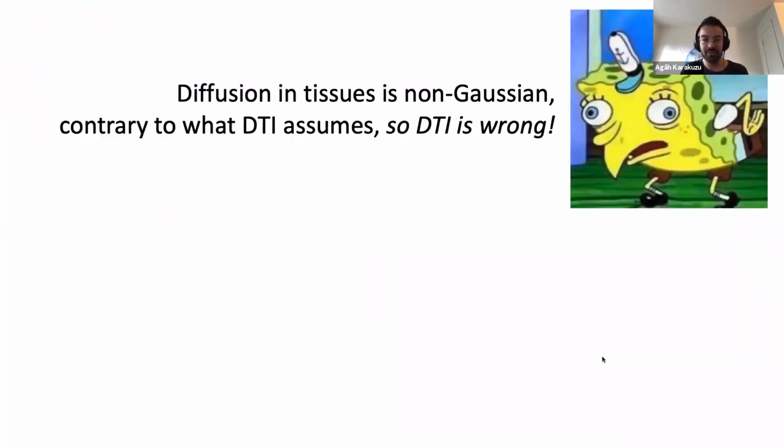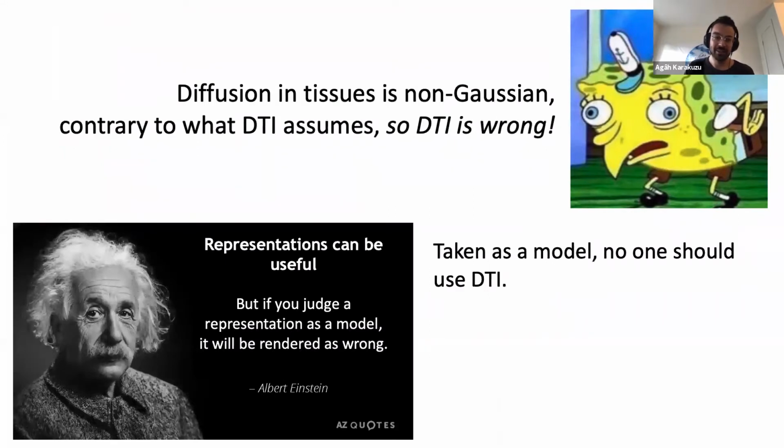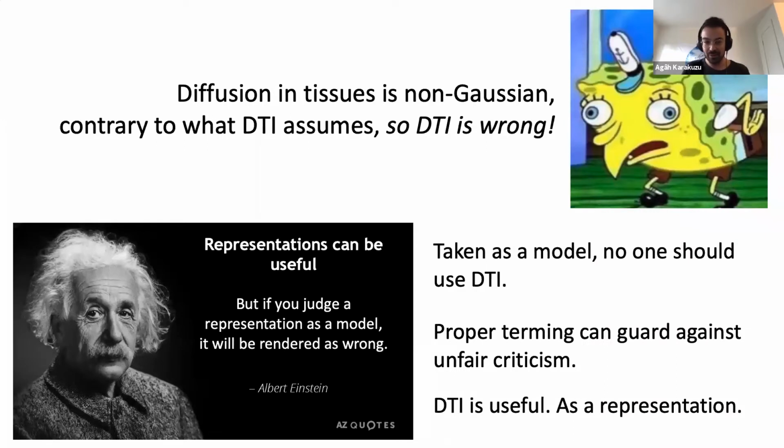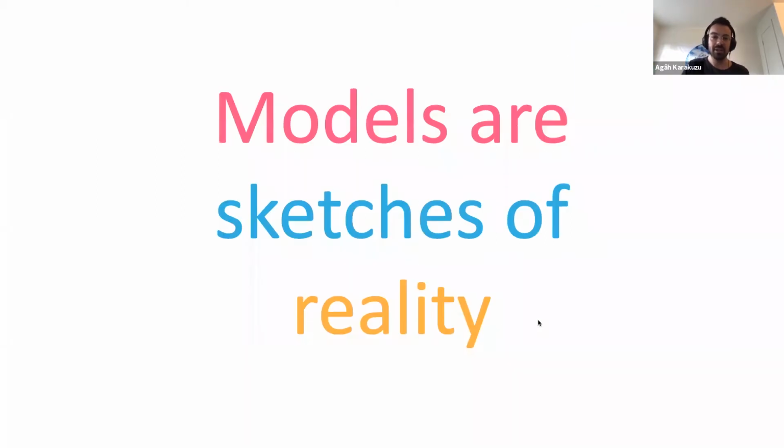Otherwise, we run into statements like this: diffusion in tissues is non-Gaussian, contrary to what DTI assumes, so DTI is wrong. Taking it as a model, no one should use DTI. But DTI is useful as a representation, and this proper terminology can guard against such unfair criticism. Whereas models are sketches of reality.